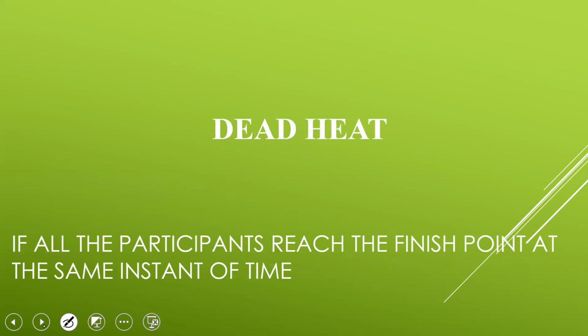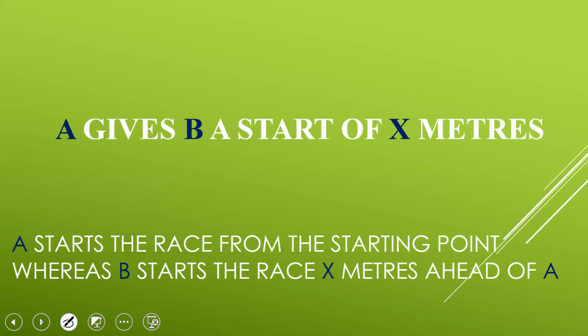Dead heat. Now, this is something new. If all the participants reach the finish point at the same instant of time, then this situation is called dead heat. What do you mean by A gives B a start of X meters? This means A starts the race from the starting point, whereas B starts the race X meters ahead of A. That is, to cover a distance of 100 meters, A will cover 100 meters while B will cover 100 minus X meters.